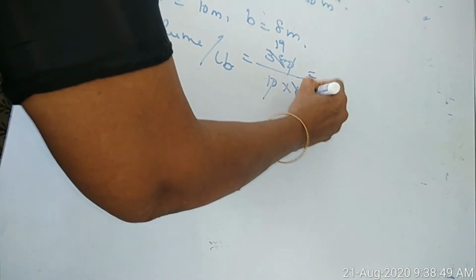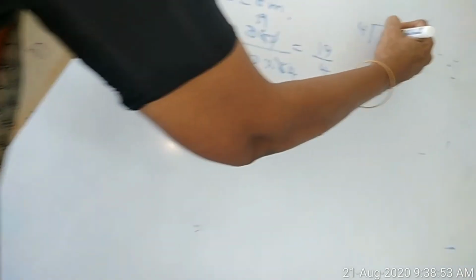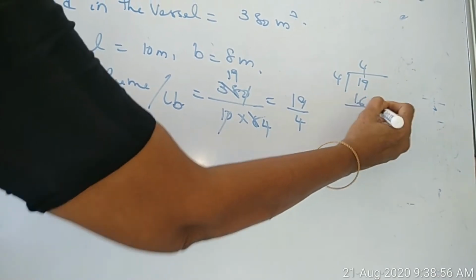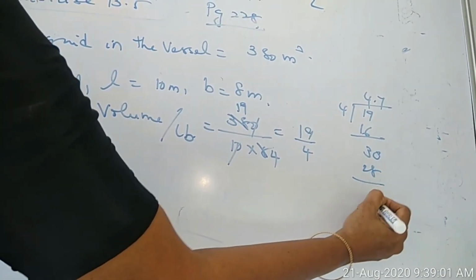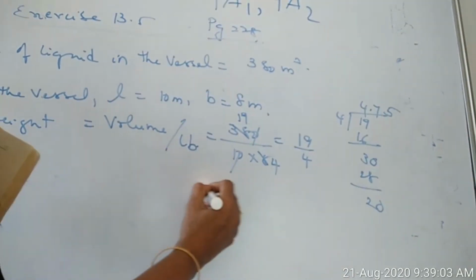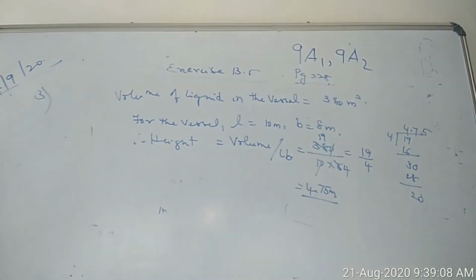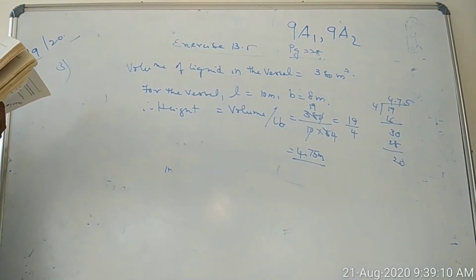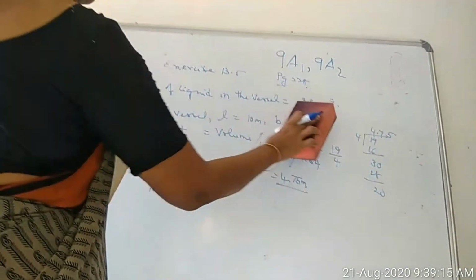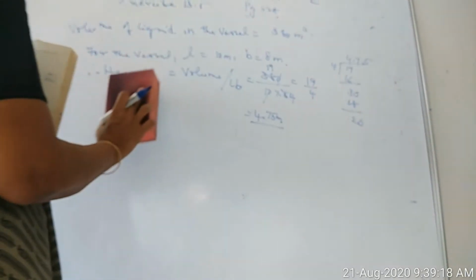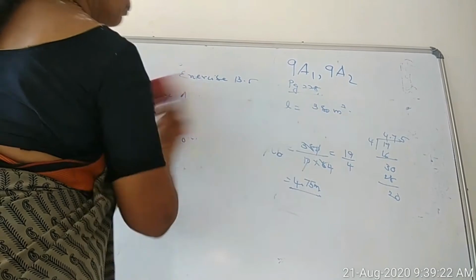2 divides 19, 2 divides 4 times. 19 by 4, go for long division, children. How many times? 3 times. Put a point. Add 0. 7 times. Remainder 2. That is equal to 4.75 meters is the height of the vessel, children. You are given the volume, the length and breadth, and you are asked to find the height. Height is equal to volume by LB.